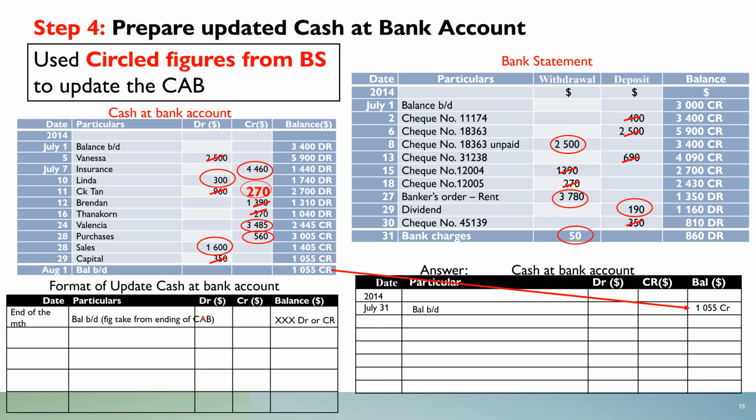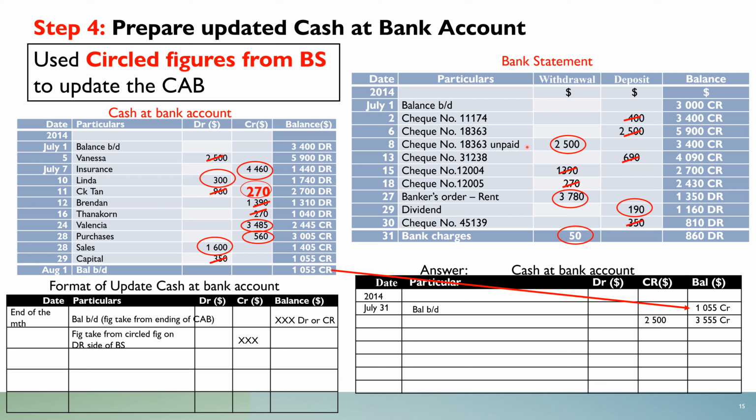Then next I'm going to record this figure. Where does this figure come from? It is taken from the circle figure of the debit side of the bank statement, to be recorded on the credit side of the cash at bank account. Remember, the debit side of the bank statement is found on the credit side of the cash at bank account. So this circle figure will be transferred to the credit side. The first figure, 2,500.